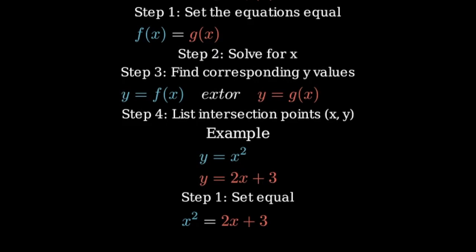Step 2. Rearrange the equation to solve for x. We move all terms to one side to get a quadratic equation, x squared minus 2x minus 3 equals 0. This quadratic equation can be factored as x minus 3 times x plus 1 equals 0. Setting each factor to 0 gives us the solutions x equals 3 and x equals negative 1.